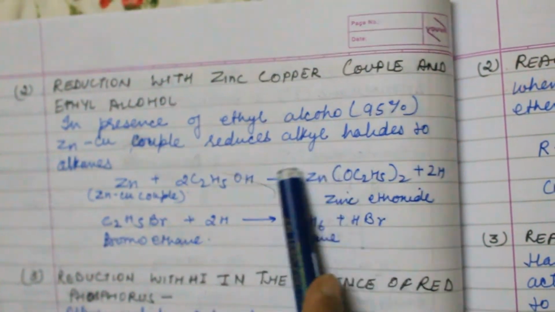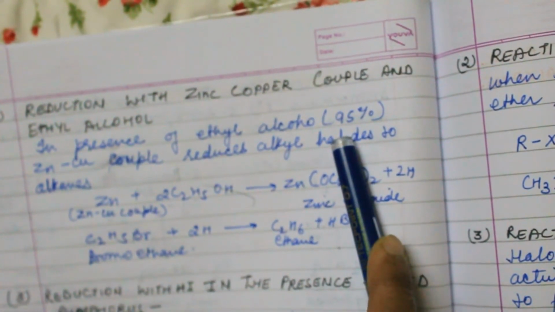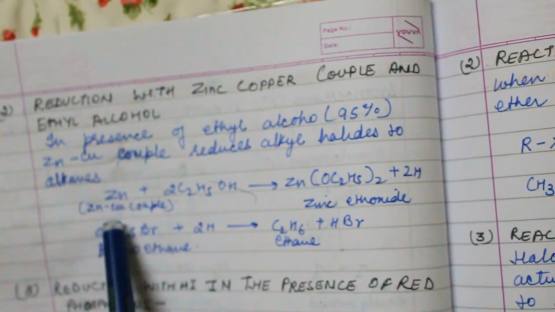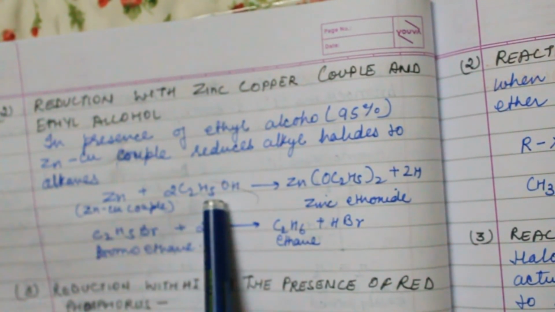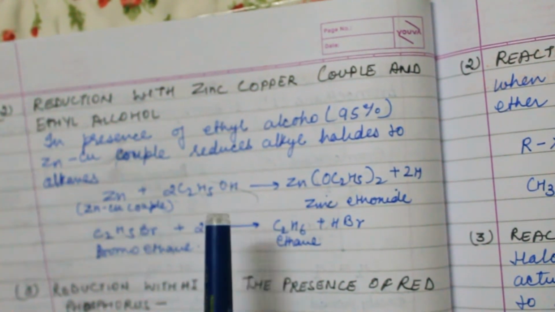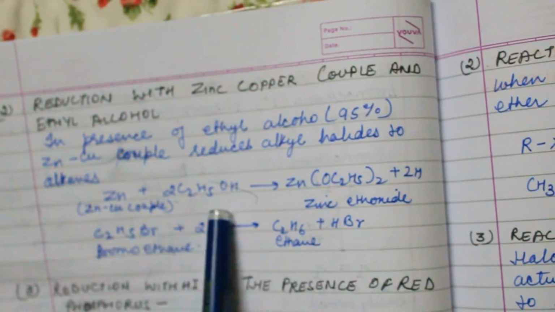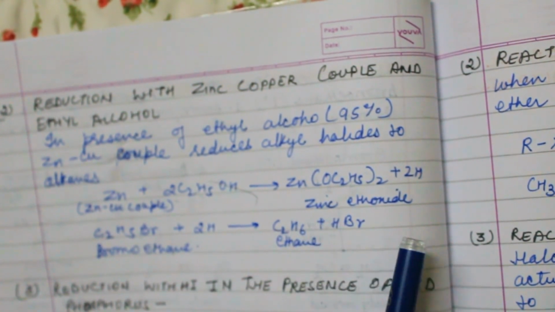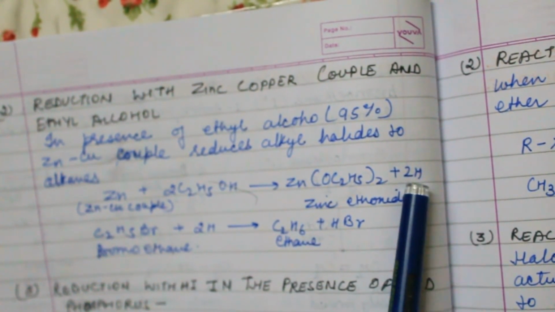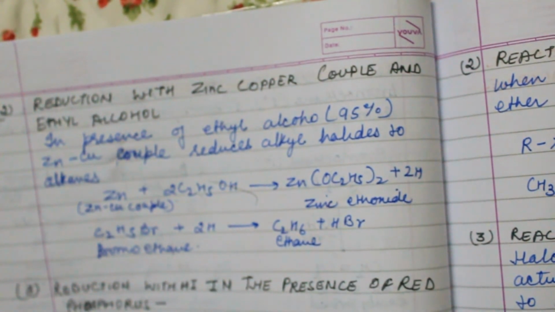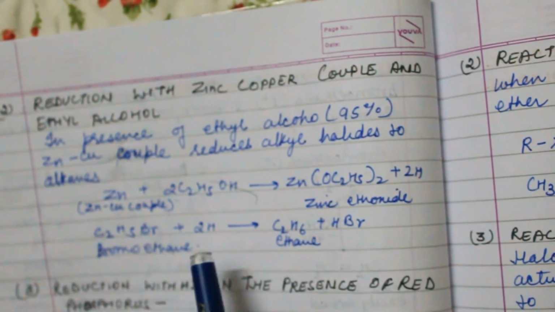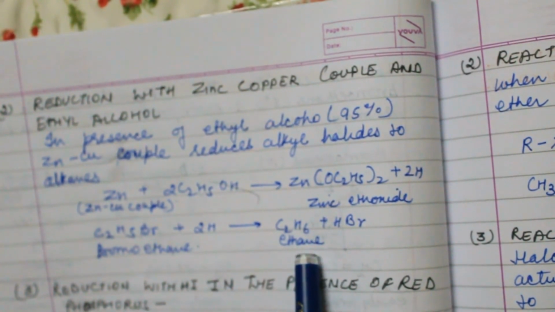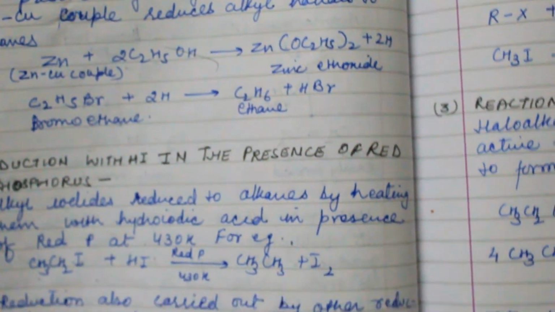Now next is reduction with zinc-copper couple and ethyl alcohol. So this is the zinc-copper couple. When it is reacted with ethyl alcohol, which is 95% present in the solution, they form zinc ethoxide with release of 2 hydrogen atoms. When this bromoethane is reacted with 2 hydrogen atoms, it forms alkane with HBr as a byproduct.